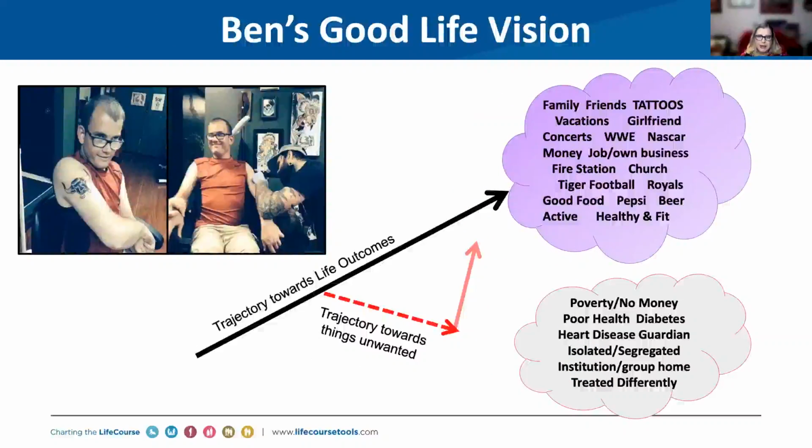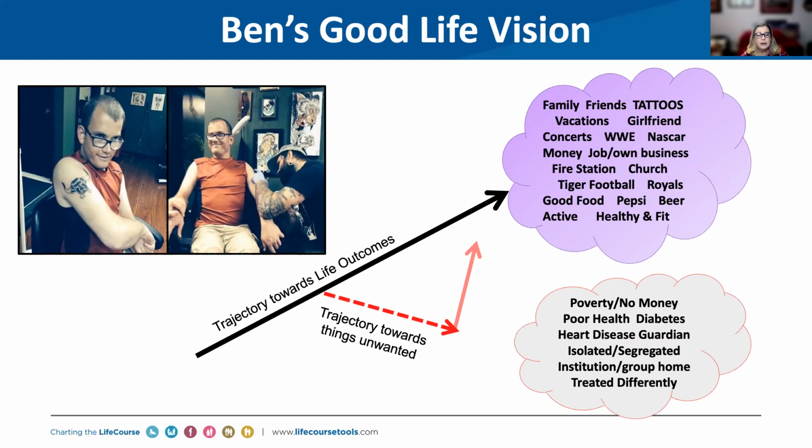So this is Ben. Ben's good life vision includes a lot of things. As you'll see here on the left, it included getting a tattoo, which he does have one and he wants more. A lot of other things are important to him as well. Some of the things that we talked about earlier, the things that he really likes to do and the places that he likes to go and the food that he likes. And then some of the things that he doesn't want for himself and that we don't want for him: poor health, not having any money. He gets really mad if he forgets his wallet and doesn't have his money with him. Being isolated or segregated, having poor health, being treated differently.